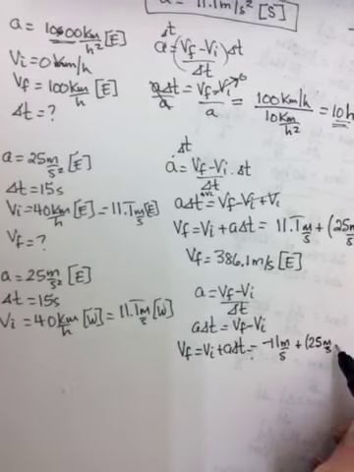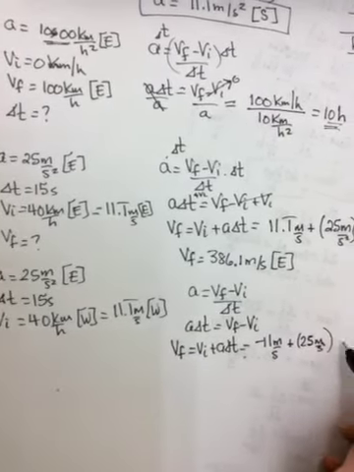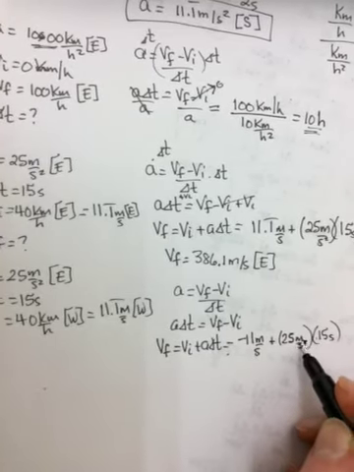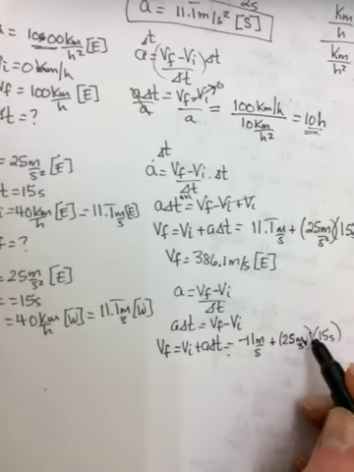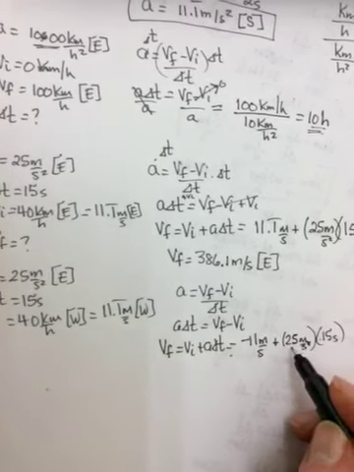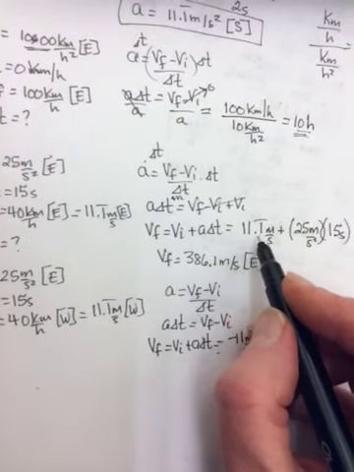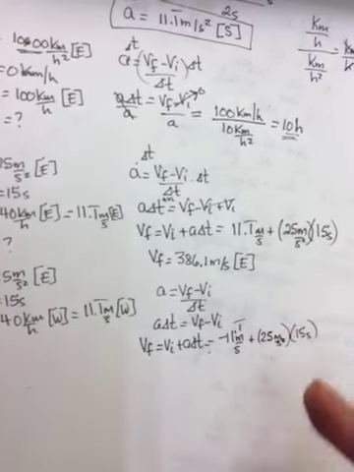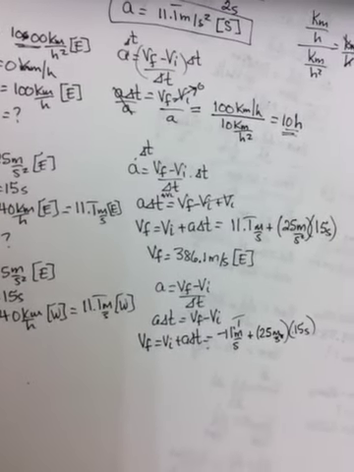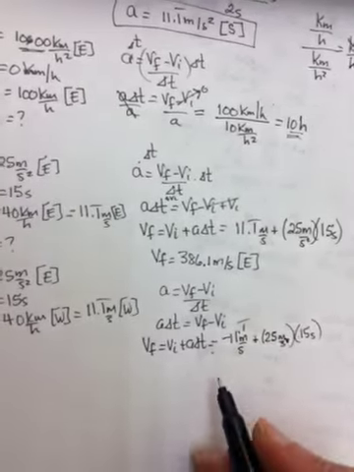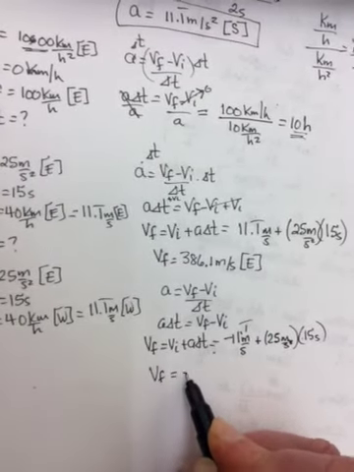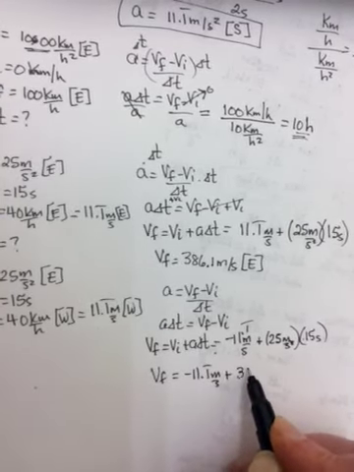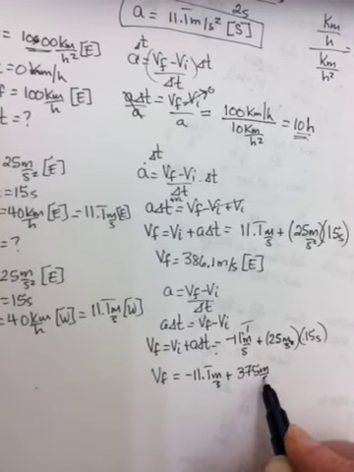25 meters per second squared times 15 seconds. Now I didn't do it up there, but 25 meters per second squared times 15 seconds will give you meters per second. So up here it would have been 11.1 repeating meters per second plus 375. Down here it's going to be negative 11.1 repeating meters per second plus 375 meters per second.